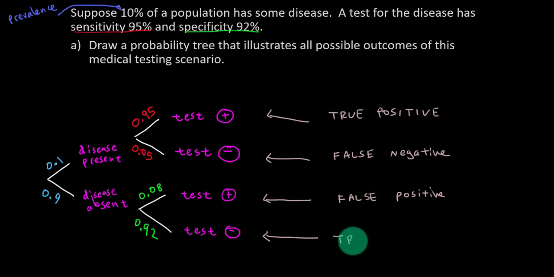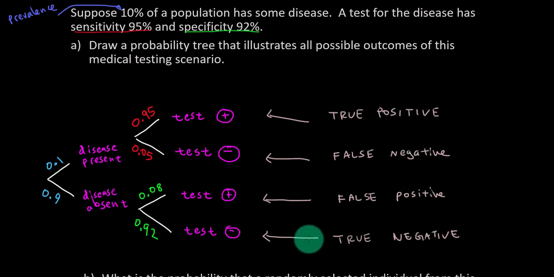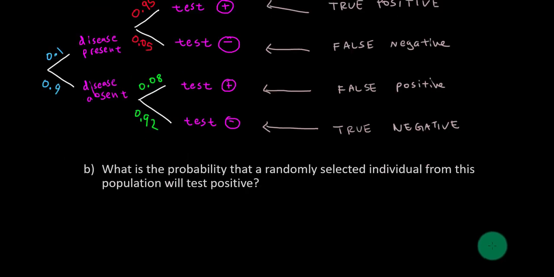Our last branch here is when the test is negative, when the disease is absent. So that is a true negative. So there's 2 trues, 2 falses, 2 positives, 2 negatives. Now that we've got all of our outcomes here organized, let's answer a question that pertains to the situation.